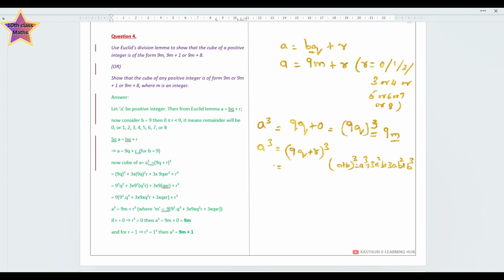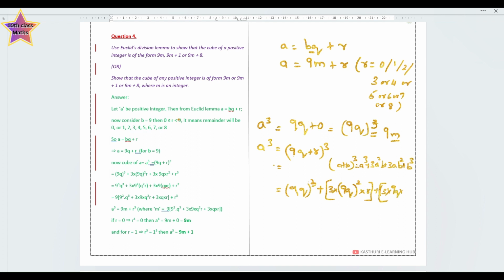So if you take 9q plus r whole cube, you will get the answer a cube. Okay, a cube is nothing but 9q whole cube plus 3 into, what is your a? 9q whole square. Remember, put the full square, don't only put it for q. Okay, 3a square. What is your b? b is r. Okay, so we will put the square bracket to avoid confusion. Here also one bracket is there, no? So again 3 into, this also we will put a big bracket, 3 into, what is our a?